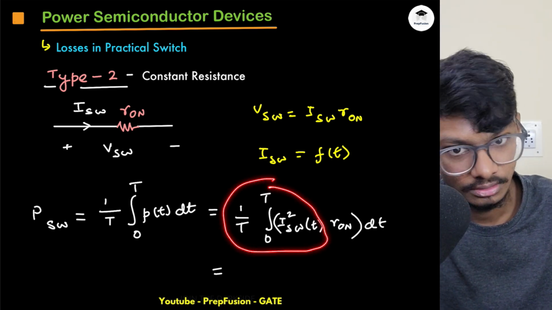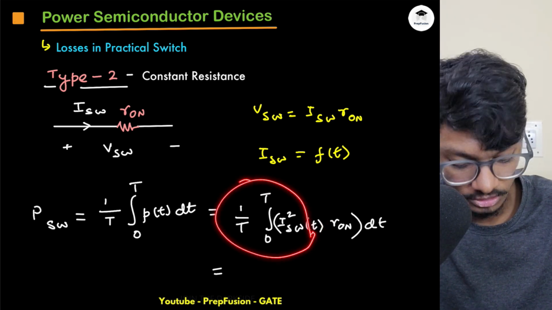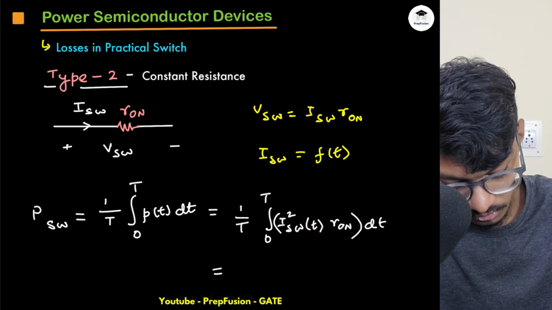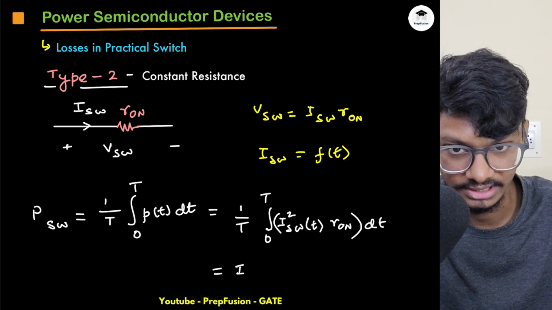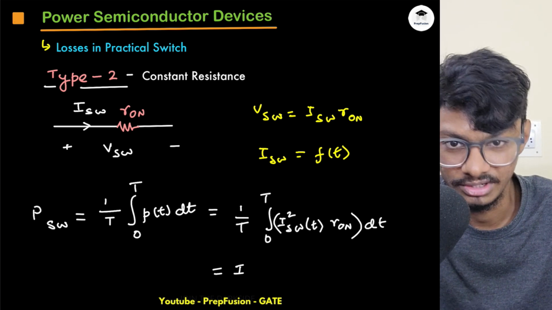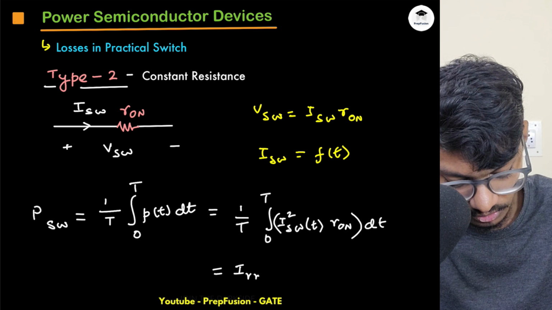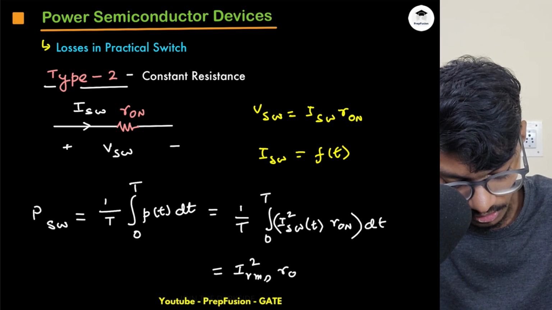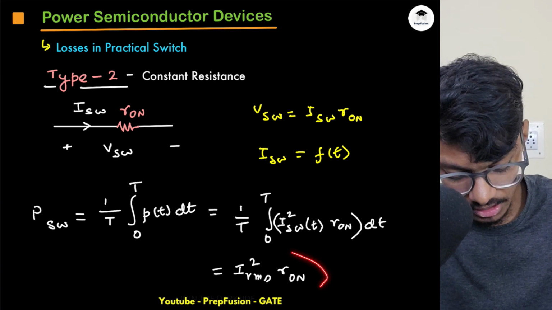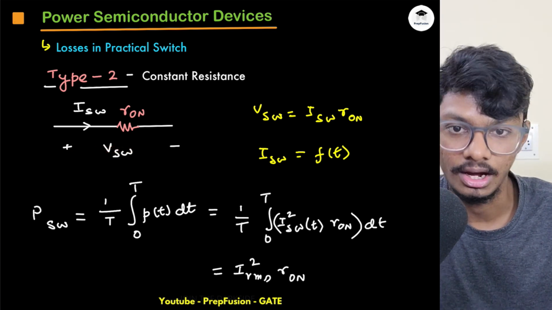But we are not interested in the square root. We are interested in the square of this, because if I square this, the root will go away. All this I've explained in my basic network theory classes. You can go through that as well. That is a prerequisite, because you will come to power electronics only when you have studied network theory. So this is equal to IRMS whole square into R on. This will be the formula for P switch when we replace this with the R on resistance.